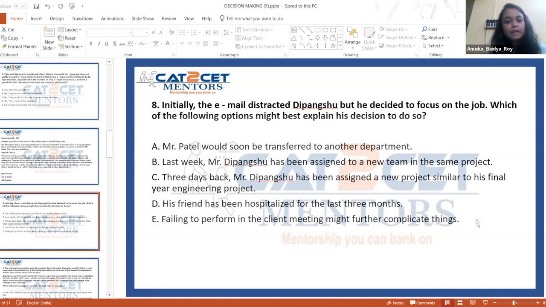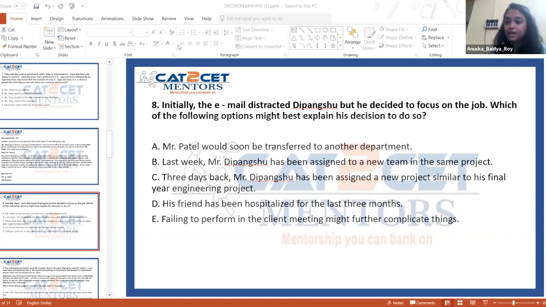Okay. Now, E, failing to perform in the client meeting might further complicate things. Okay, do you see this? Already his senior is pissed off at him. Now, if he doesn't perform well in the client meeting, he's not delivering what has been expected from him, again, things will be more complicated. Okay, so it is better you focus on the job, get it done, then think about whatever is written in the mail. Isn't that the most logical explanation of why Mr. Dipanshu is focusing on the job right now?